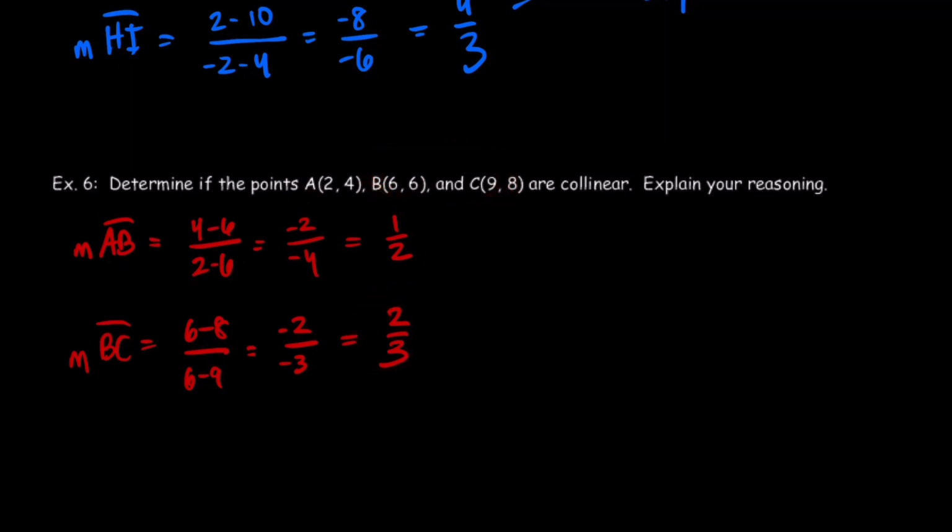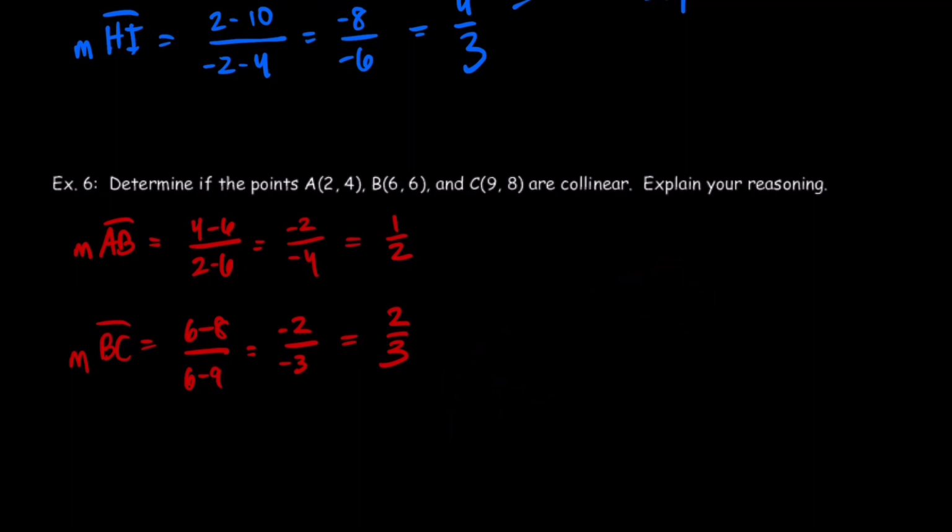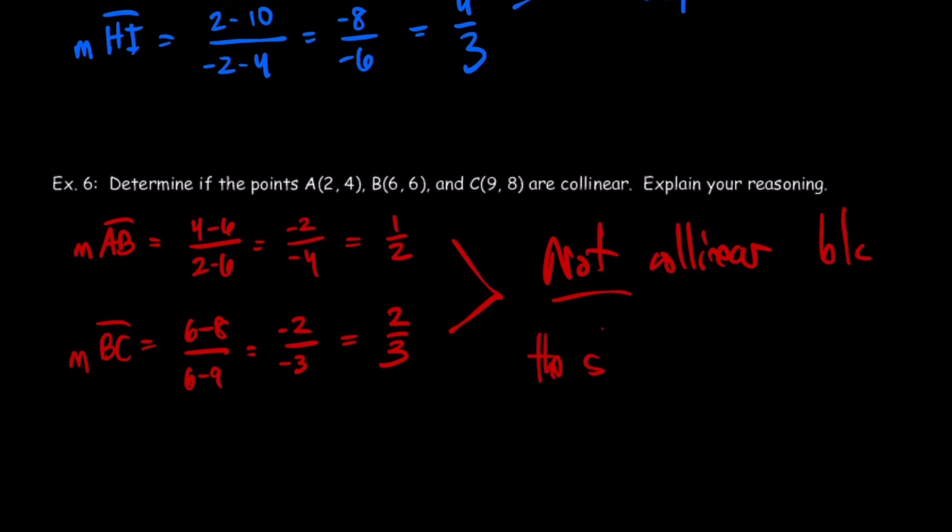Those can't be on the same line, because if you kind of visualize what's happening, here's A, here's B, here's C. This slope is one thing, then that slope's another. So the line, the direction has to change, basically. So I would say not collinear because the slopes are not equal. So there's a case where they would not be collinear.